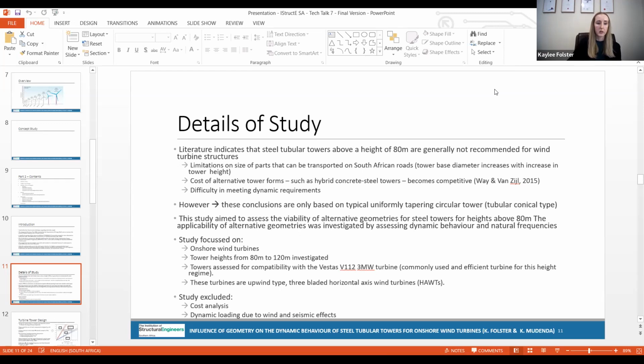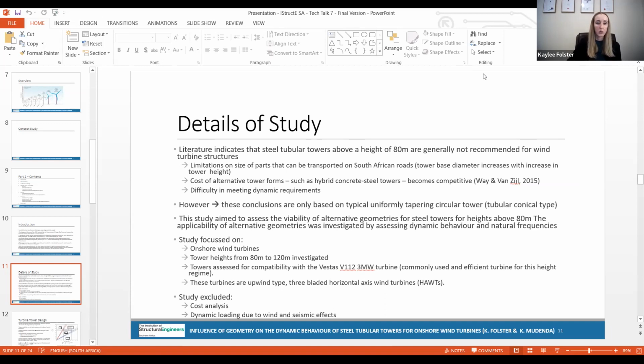The second item is related to cost. Alternative tower forms, usually concrete, steel, or hybrid towers, have been shown to be more economical. The third reason is that it becomes difficult to meet your dynamic requirements. Your natural frequencies of the towers become more difficult to achieve once they go above 80 meters in height.